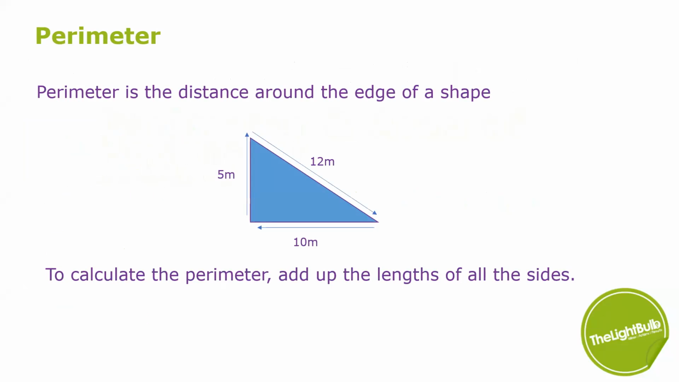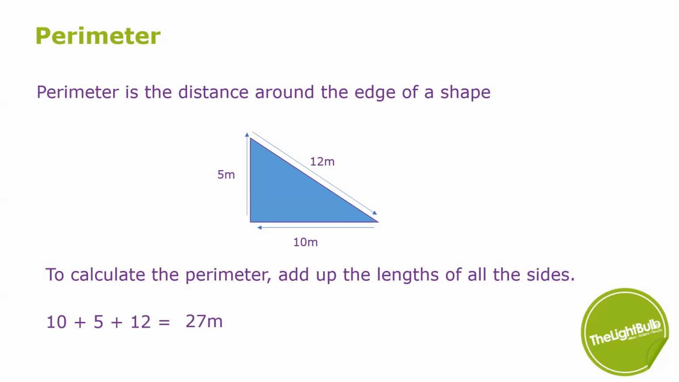So if we put some lengths on that, let's say the height is 5 meters, the longest side of the diagonal is 12 meters, and the base of the triangle there is 10 meters. What I do is just 5 plus 12 plus 10 equals 27 meters. So that's the process really for working out the perimeter of a triangle.